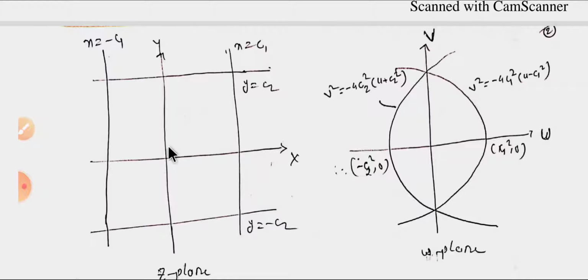Similarly, whenever y equal to c2, which is parallel to the x-axis, we get in the w plane the parabola like v square equal to minus 4 c2 square into bracket u plus c2 square, where the vertex is minus c2 square comma 0.